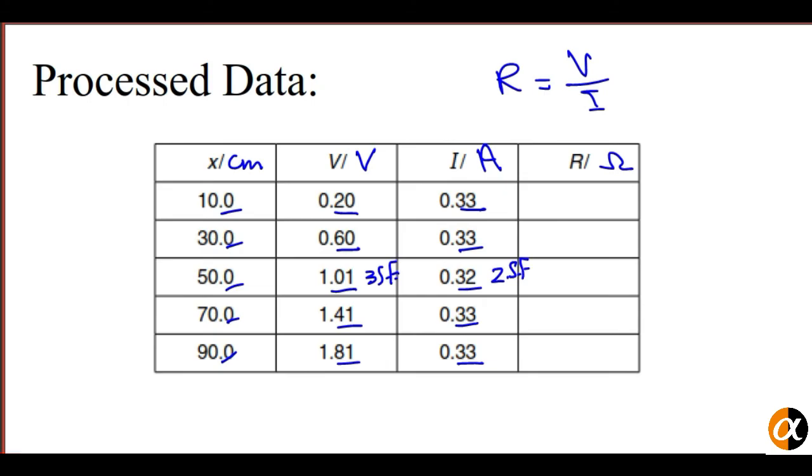So the rule here is that any processed data should be to the least number of significant figures in the raw data, which means when I divide 1.01 by 0.32, I should write my answer in 2 significant figures. If you use your calculator, you will see that the answer is 3.156, which you will actually write only as 3.2.